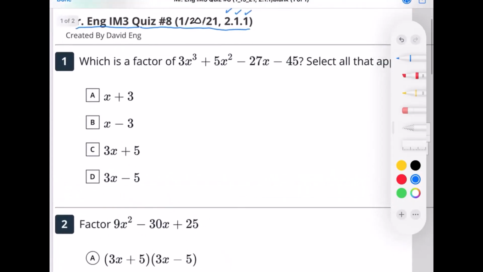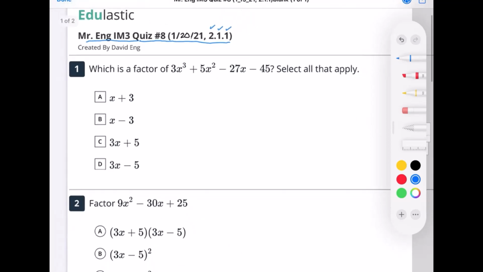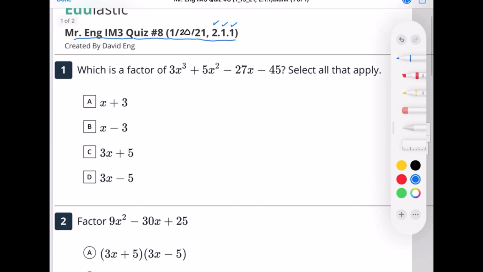Okay, question number one. Which is a factor of 3x cubed plus 5x squared minus 27x minus 45? Select all that apply. So first thing I'm going to do is see if there's any greatest common factor. I don't see a greatest common factor between all of these: 3, 5, 27, and 45. But I can count the number of terms, right? 1, 2, 3, 4. So this one you're going to have to do factoring by grouping.